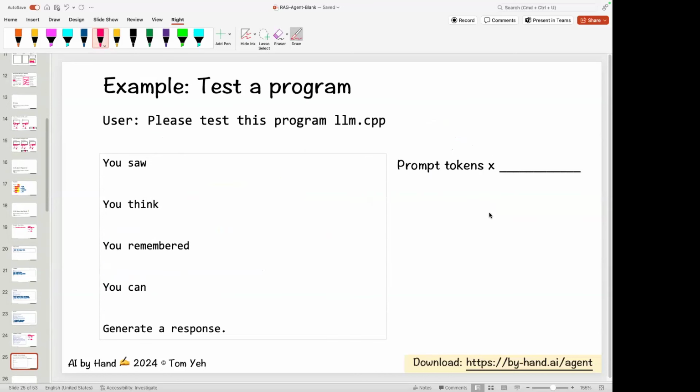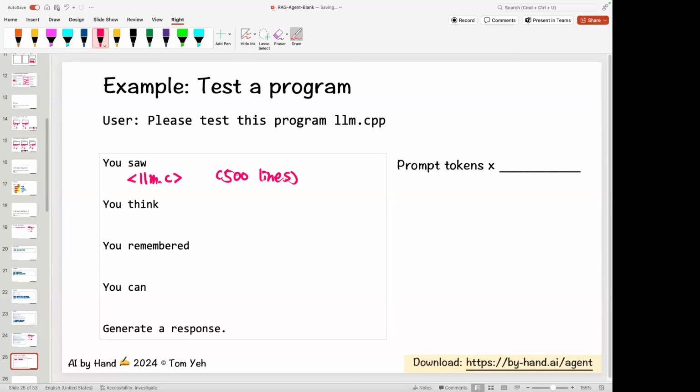Now we're going to do a test program using this. So suppose we apply this pattern, this agent formula, to this. Please test this program llm.cpp. So for the observation part, it will be llm.c with maybe 500 lines of code. So how can agents see code? We write those code directly into the prompt. That's how it sees stuff.